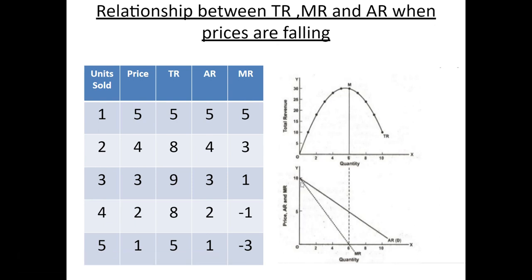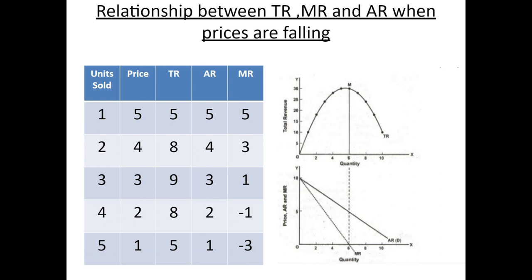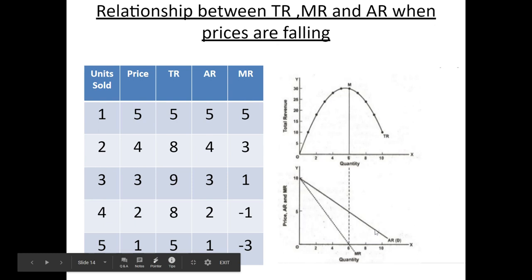So when we plot the MR and AR curves on the axis, we start from a point on the x-axis and move downwards to forming MR. Similarly, the AR curve also slopes downwards, but the difference between these two curves is that MR curve is steeper than the AR curve. This is because the rate of fall in MR is more than the rate of fall in AR.